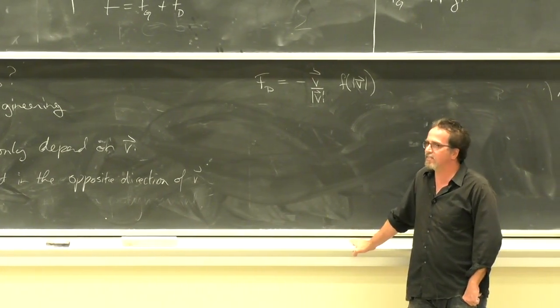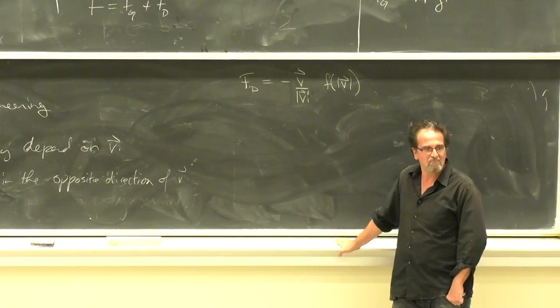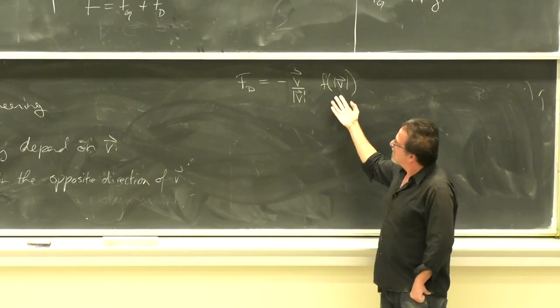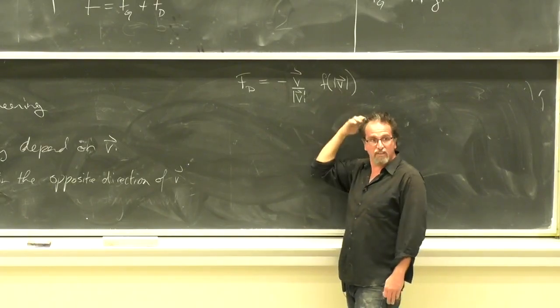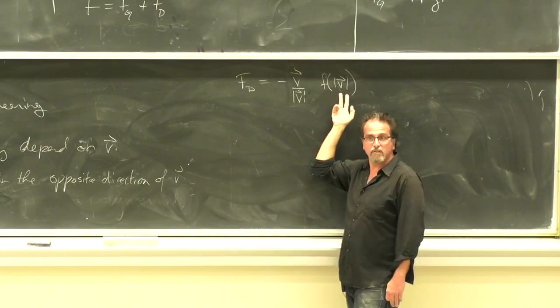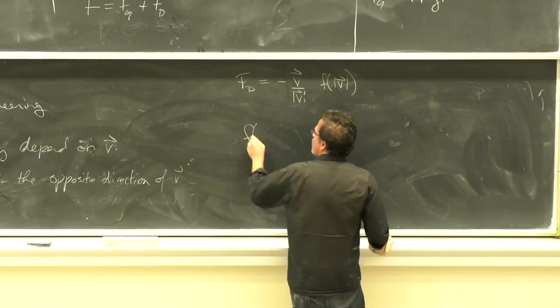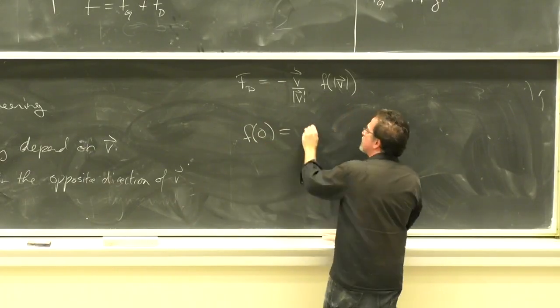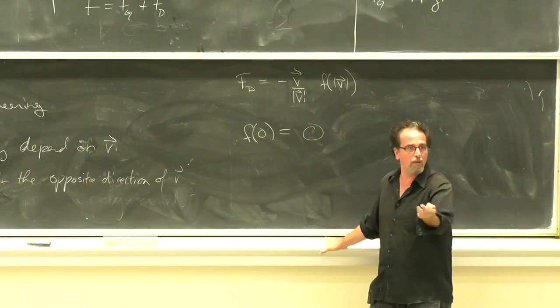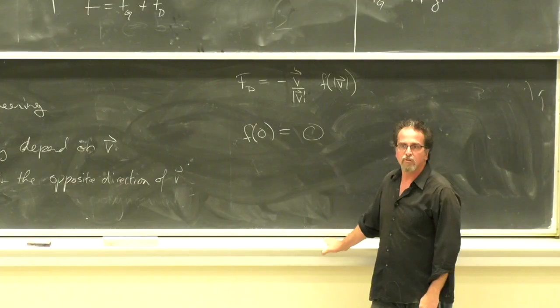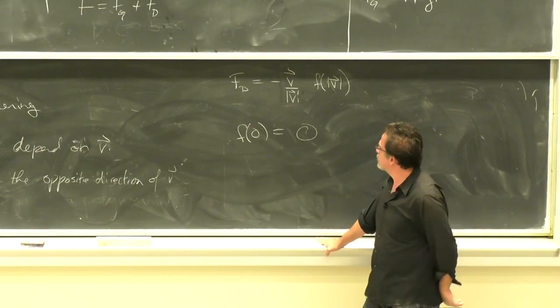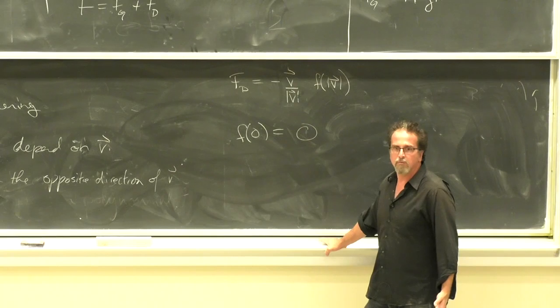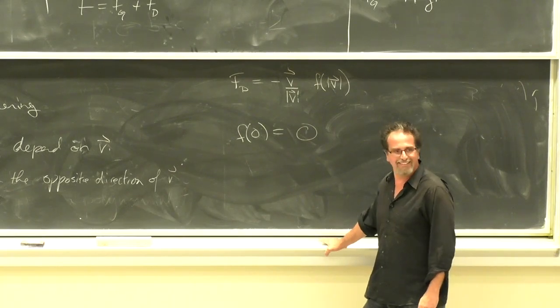So, you know, I wasn't going to say this, but I'm going to say it. So, this is a function. This is engineering. Everything from here on out is engineering. What do we know about f of v? We know that little f of 0 is equal to 0, right? Because when it's not moving, there should be no drag force. What else do we know? That's about it. That's about it.